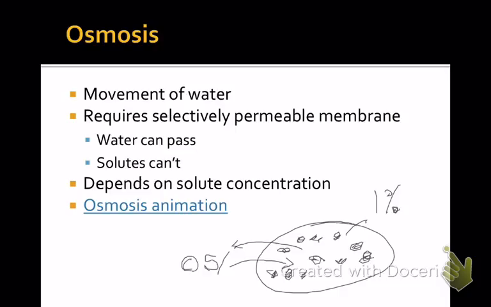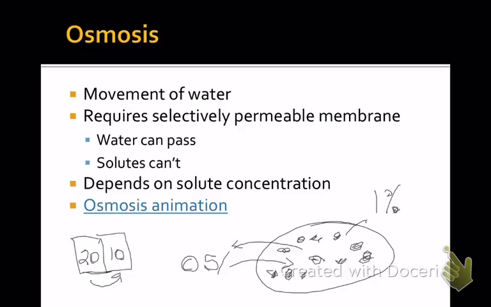Let's do a simple case. If I have a selectively permeable membrane and this side is 10% and the other side is 20% sugar solution, 10% sugar on one side, 20% sugar on the other, which way will the water move? Right. Left to right or right to left? Left to right?